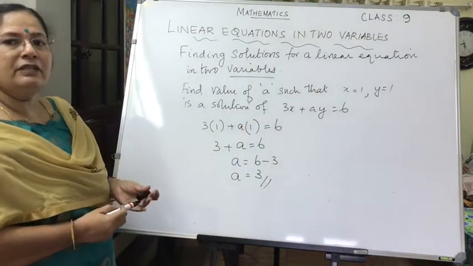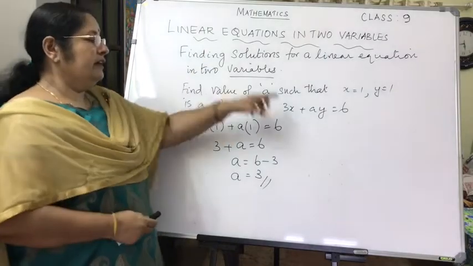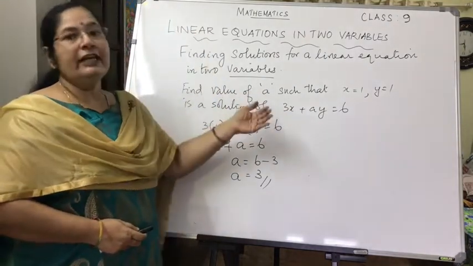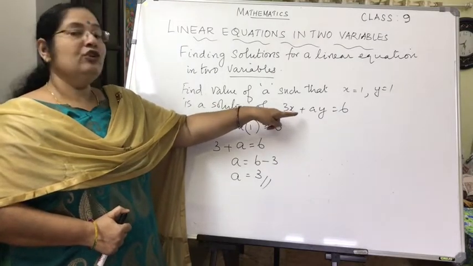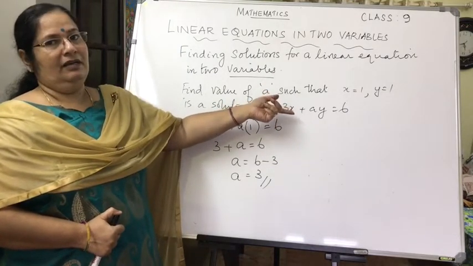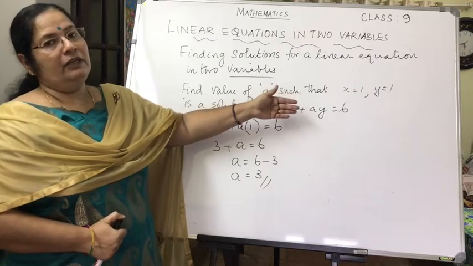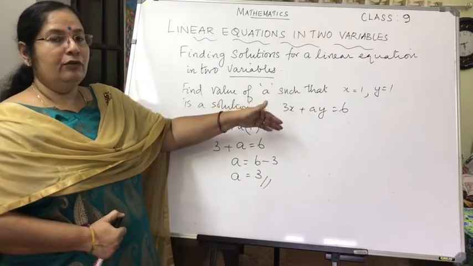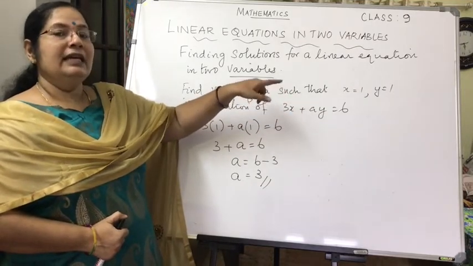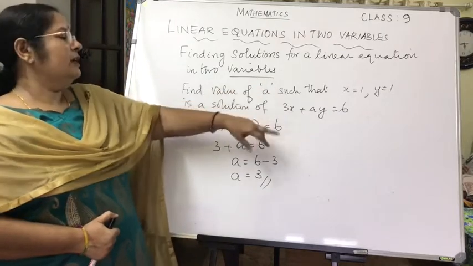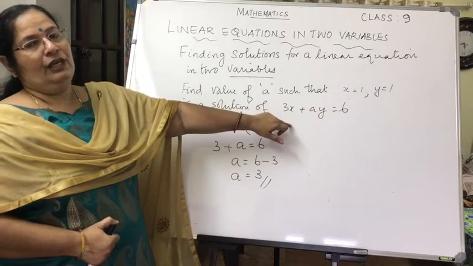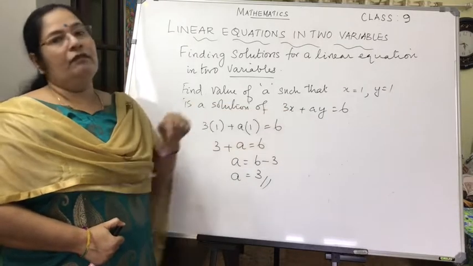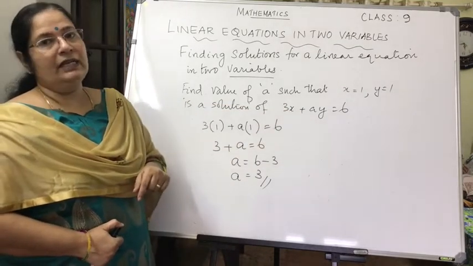So such types of questions you may also get. That is, you will be given a linear equation and you will also be given its solution. But in that linear equation, you will have one more variable, and you are asked to find the value of that particular variable. So there what you do is substitute the values of the x and y variables, that is the solution, in the equation, and you find the unknown variable. So is it clear for you?